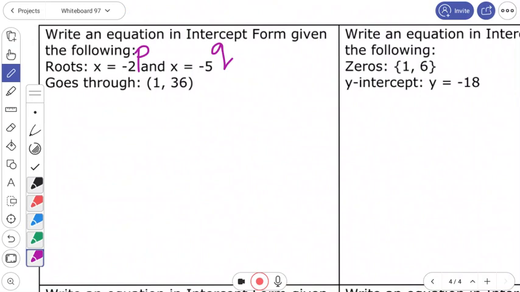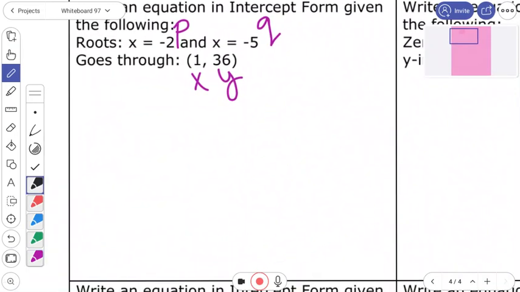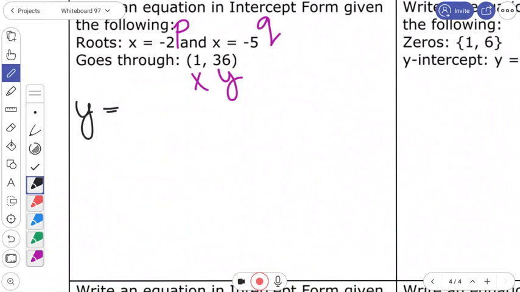Your parabola, your quadratic, is also going to go through the point (1, 36). So that's our x value and that's our y value. So I'm going to go ahead and start by writing my equation in intercept form. And again, that's the form that I would want to use because I was given the x-intercepts to begin with. So y equals a times (x minus p) times (x minus q).